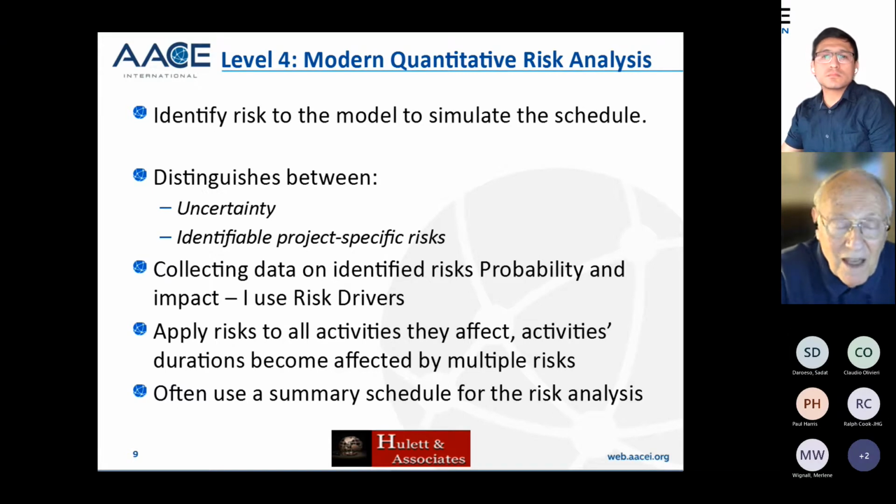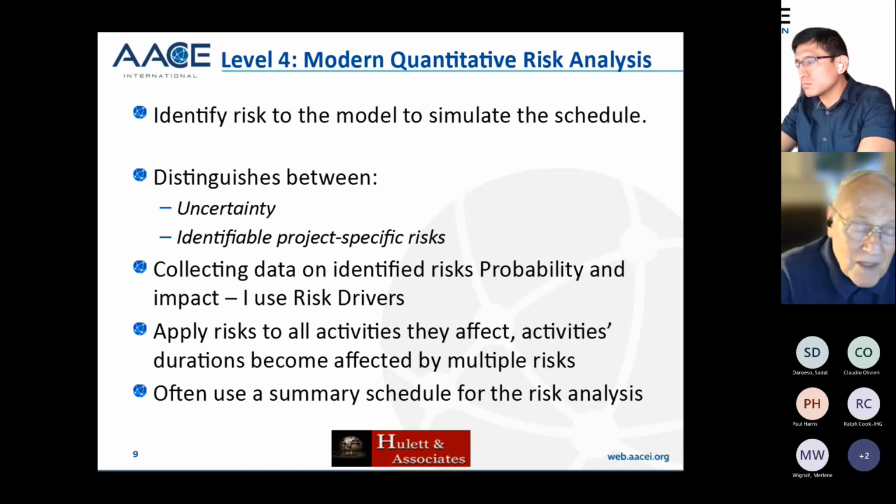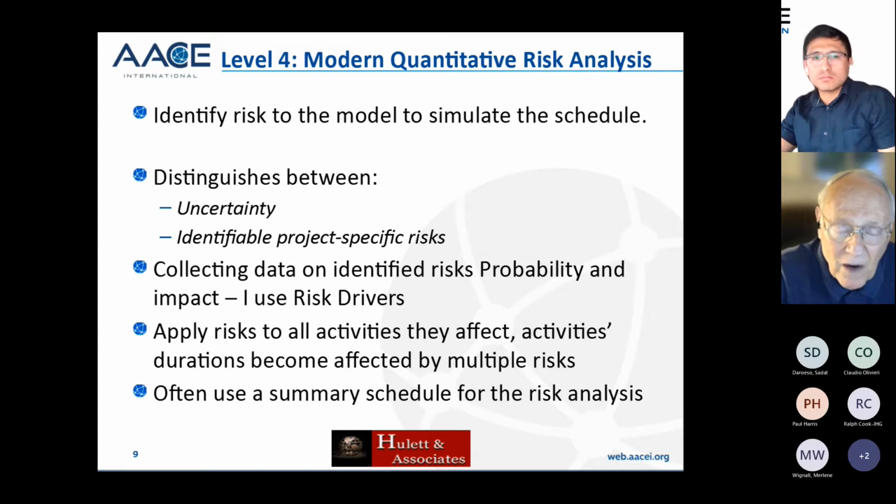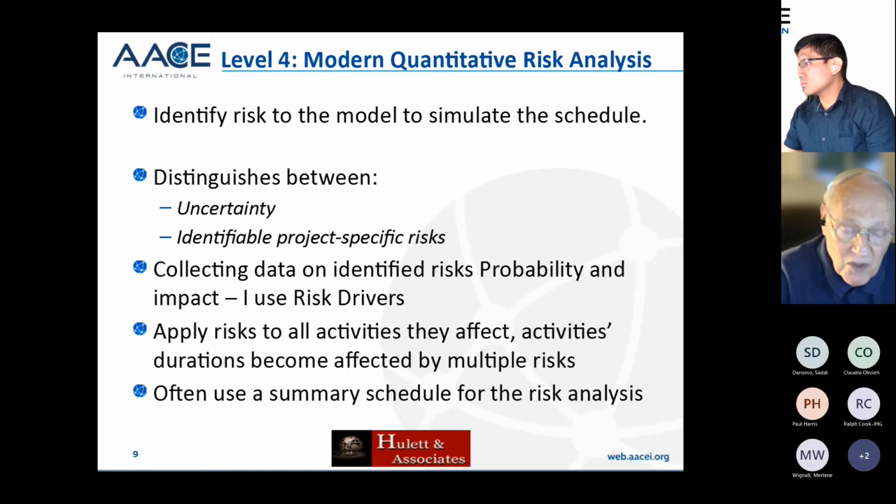In Monte Carlo simulation, each risk that's assigned gets a randomly selected probability of happening, and if it happens, a randomly selected multiplier effect. So that's what we do. We often use a summary schedule for the risk analysis. Right now, I've got a 2,000 activity summary schedule. The project contractor's schedule could not be fixed.